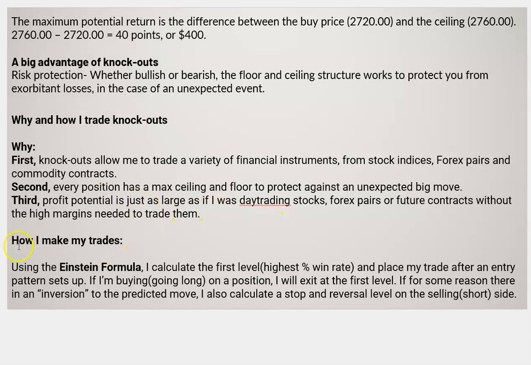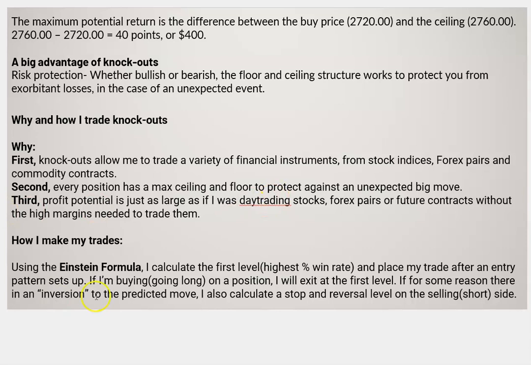So how I make my trades? Using the Einstein Formula, I calculate the first level, which is the highest percentage win rate, as I mentioned earlier, and place my trade after an entry pattern is set up. If I'm buying or going long on a position, I will exit at the first level, because that's my highest probability. Could I carry it for another level? If it's really, really strong, I may watch it a little bit, maybe go to that next level. But in most cases, I'm going to be getting out at that first level. I can manage my trades and my risk a lot easier that way.